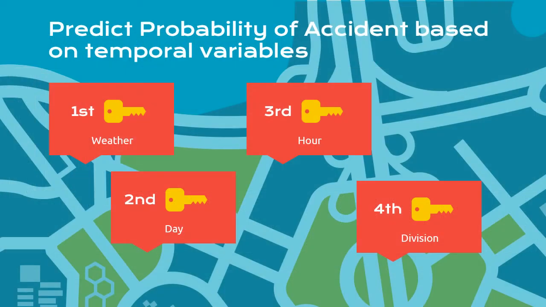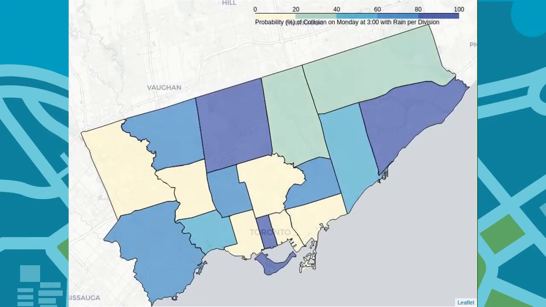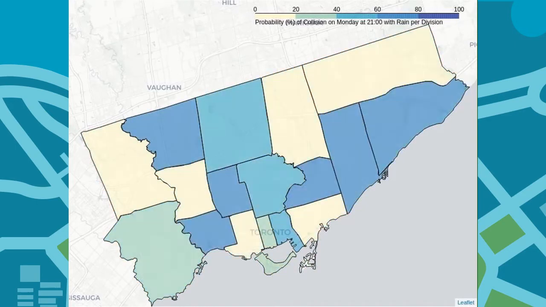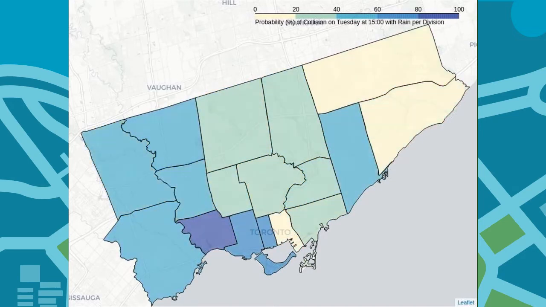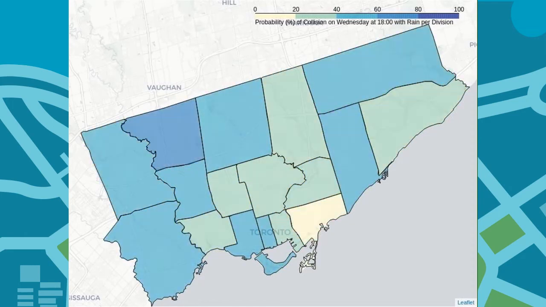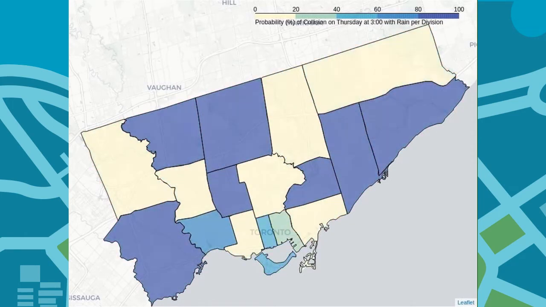Once we had this data, our focus was to predict the probability of a collision based on temporal variables such as the weather, the day of the week, and the hour, and a special variable, the police division. By using machine learning algorithms, we obtained a model which predicts the probability of an accident given the variables mentioned before, and it shows them on a map like this one. This video shows the probability of an accident every hour of the week given that it is raining in every police division of Toronto.